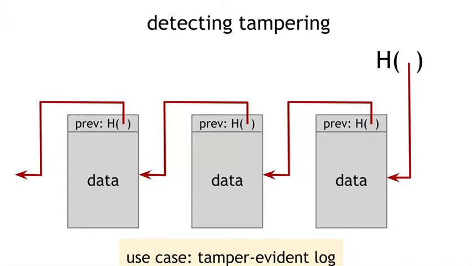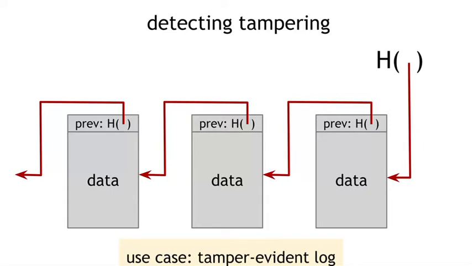So just like a regular linked list where you have a series of blocks and each block has data as well as a pointer to the previous block in the list, here the previous block pointer will be replaced with a hash pointer. So it says where it is and what the value of this entire previous block was. And we're going to remember the head of the list like this, just as a regular hash pointer. Okay. And a use case for a blockchain like this is a tamper-evident log.